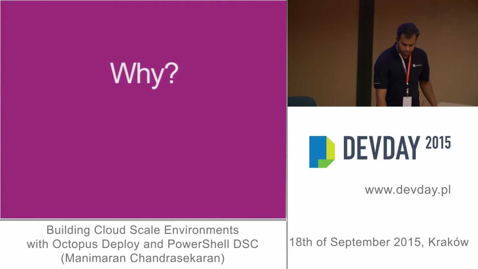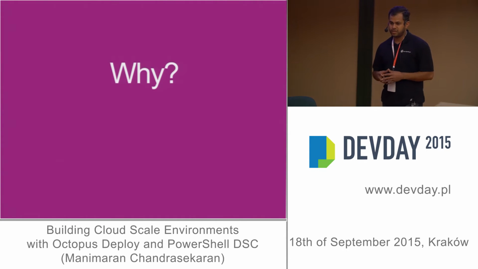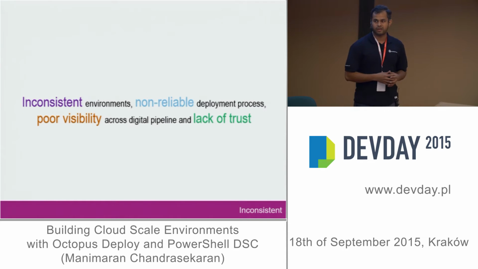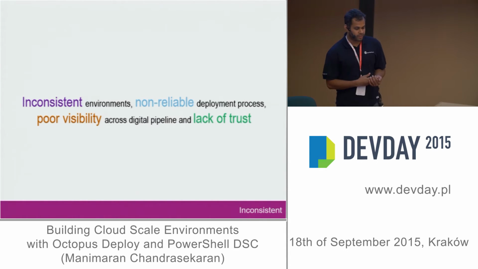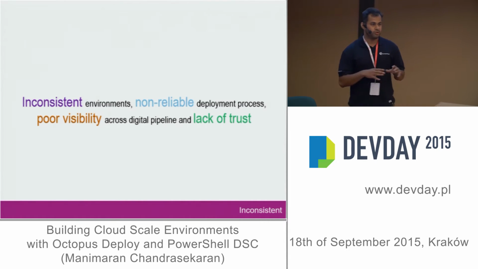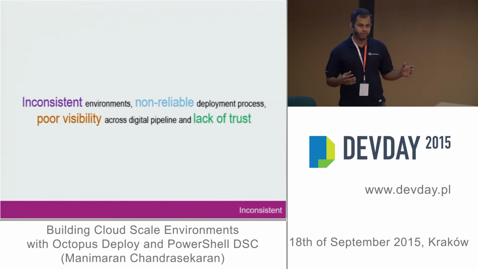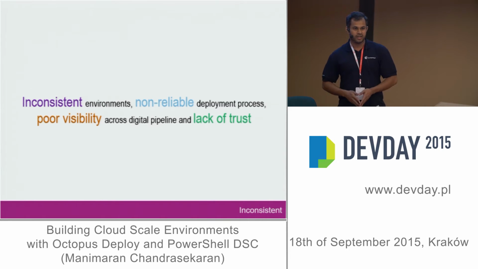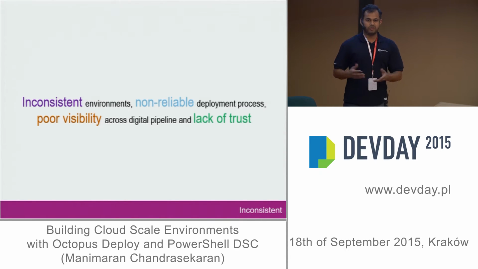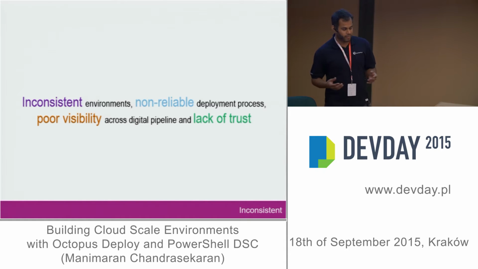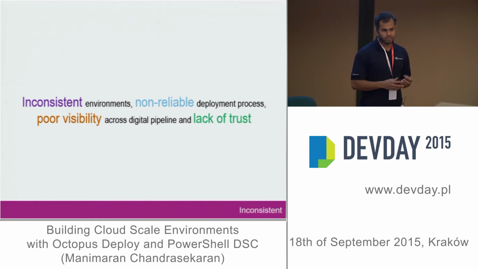So why I've chosen this topic is, in many places you might have seen difficulties in having consistent environments, where you will find inconsistent environments, non-reliable deployment process, and poor visibility across your pipeline. Some might have the view where, okay, I had version 1 in the test environment and version 3 in development. They wouldn't know what version is in what. So how do you visualize them? All these things come into play.